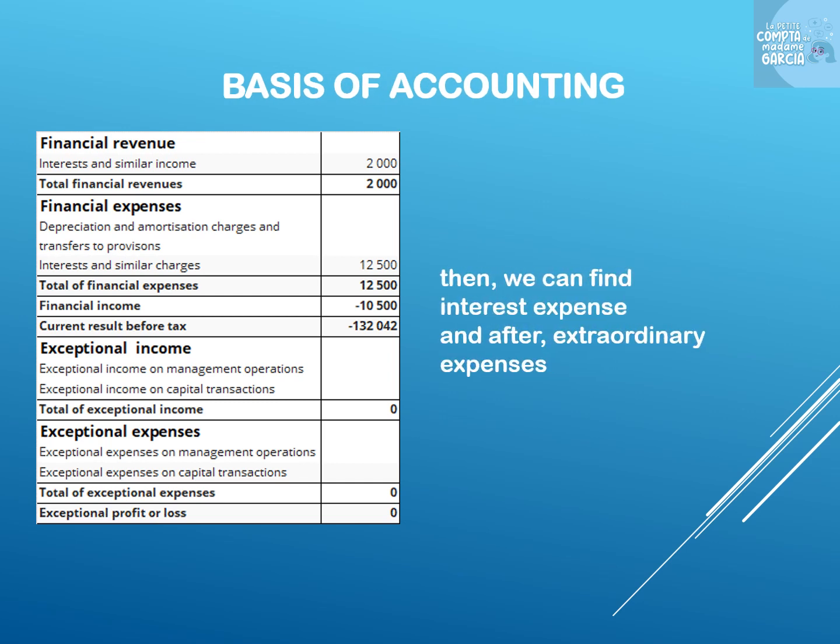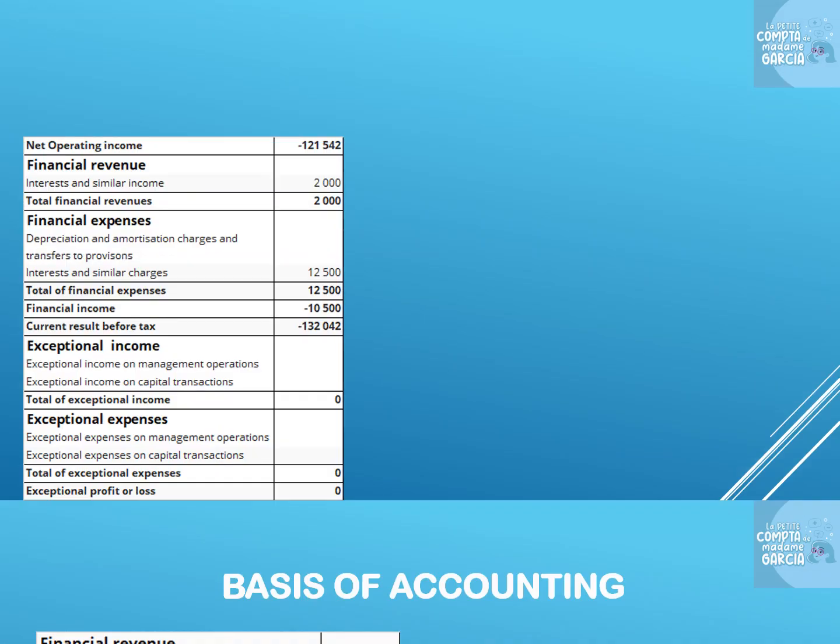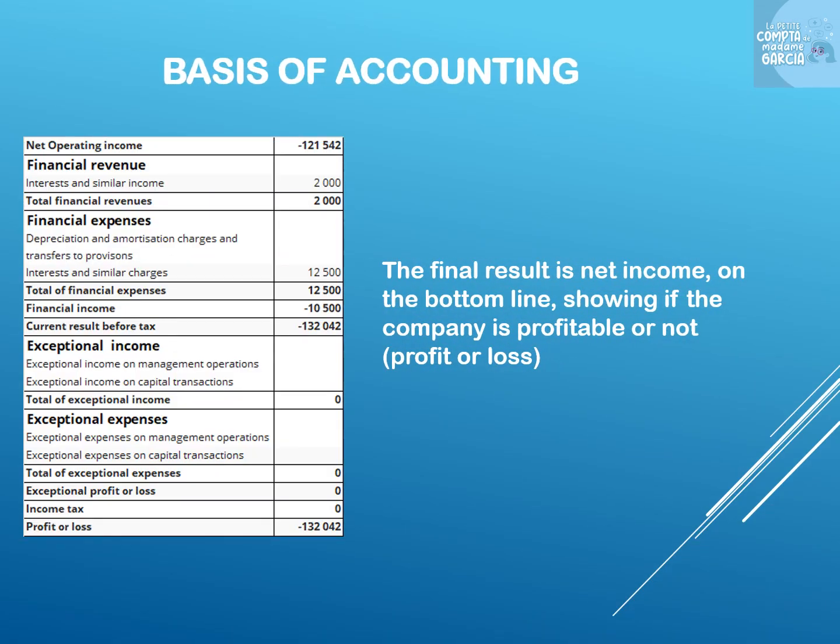We can find after that interest expense, and after that extraordinary expenses. The final result is net income on the bottom line, showing if the company is profitable or not, profit or loss.